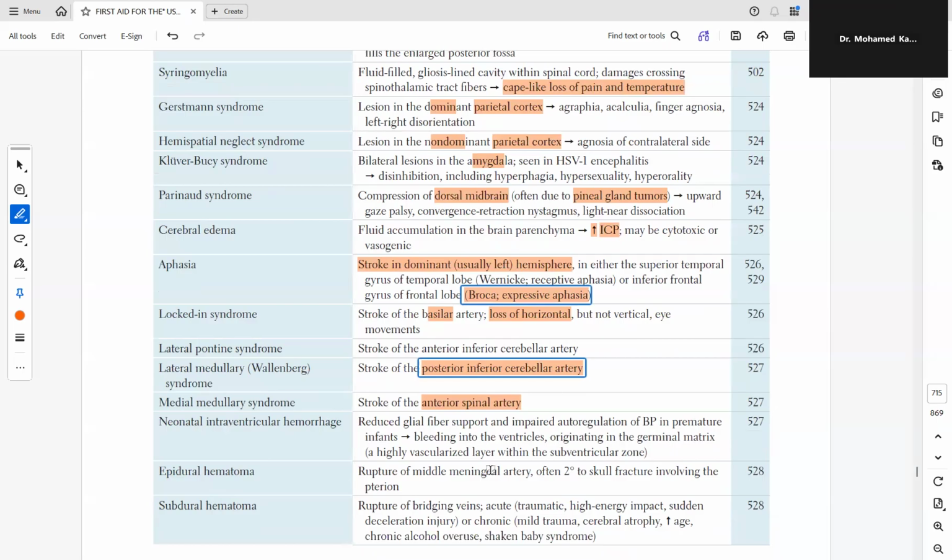Epidural hematoma, rupture of middle meningeal artery, often secondary to skull fracture involving the pterion. Subdural hematoma, rupture of bridging veins. So subdural hematoma, bridging veins. Epidural hematoma, artery, middle meningeal artery. Acute traumatic high energy impact leads to sudden deceleration injury, or chronic mild trauma, cerebral atrophy, increase in age, chronic alcohol overuse, shaken baby syndrome.